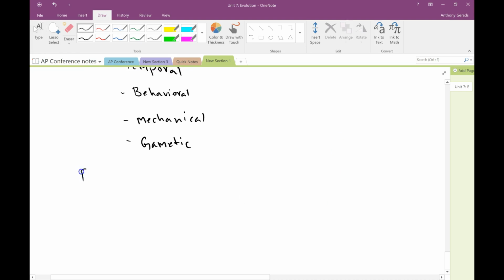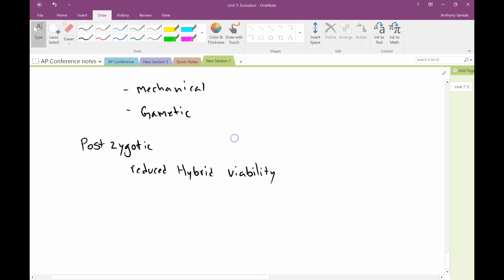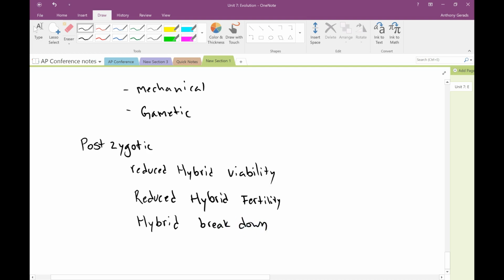And then finally we've got postzygotic, meaning yes, fertilization did take place, but we can have reduced hybrid viability. We can have reduced hybrid fertility. And we can have hybrid breakdown. Good. And all of these can lead to speciation, meaning it gives rise to these new species because there's something causing them to not mate anymore. It could be there's physical separation between them, or it could be, yes, they are able to mate, but their gametes don't work right together.